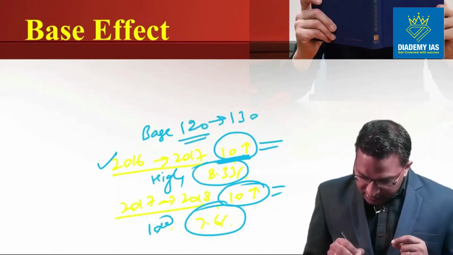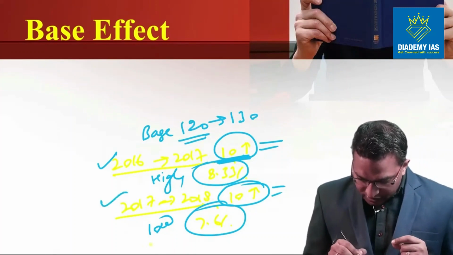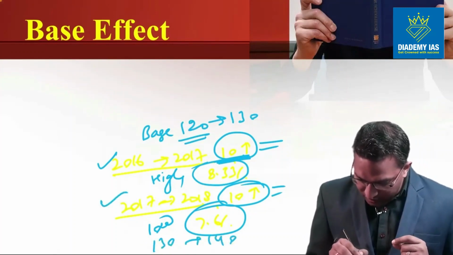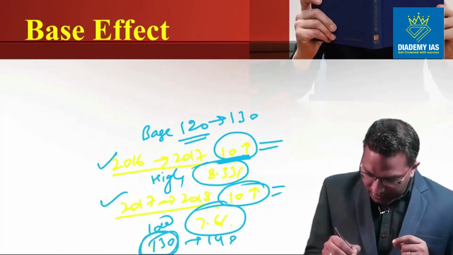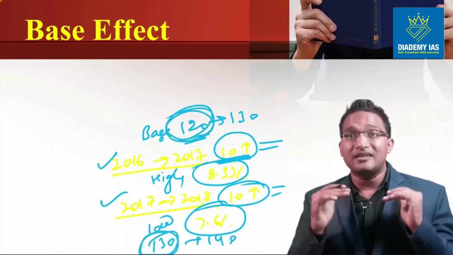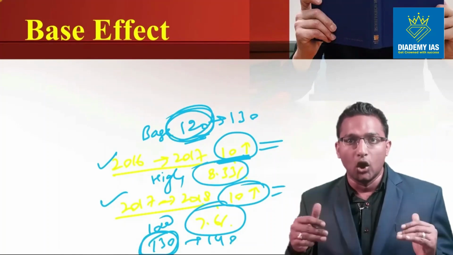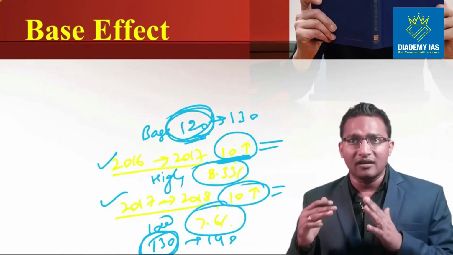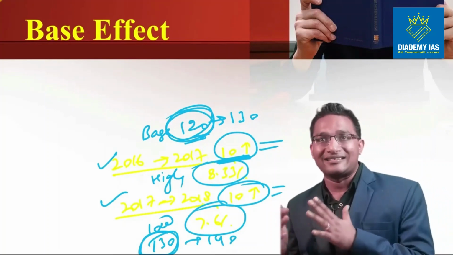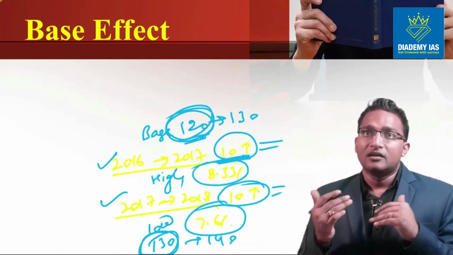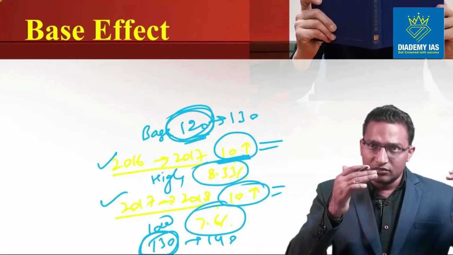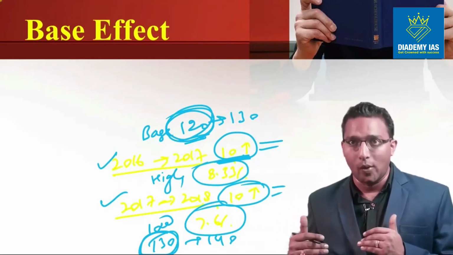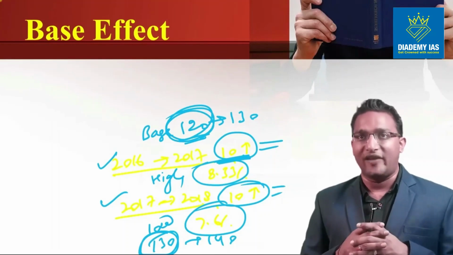This 10 point increment, here the base price index is 120, so from 120 to 130. In the second case the change is from 130 to 140, so here the base is 130, and there the base is 120. So when the base is low in the previous year, then current year rate of inflation will be slightly higher, and when the previous year base is high, then current year rate of inflation will be slightly lower. So this is called the base effect.